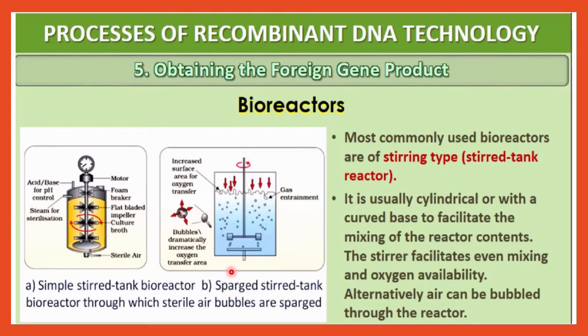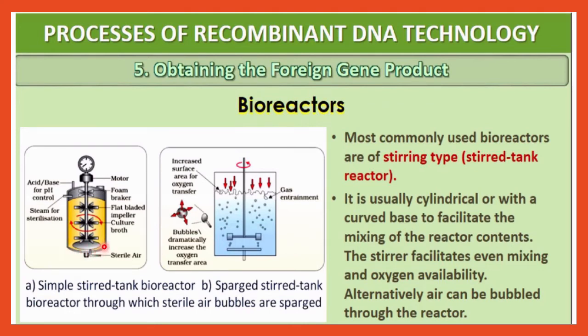The second diagram is of the sparged stirred tank. Here a sparger is required for oxygen availability, and you can see it below the tank. So these are the two types of bioreactors available. The most commonly used bioreactors are of the stirring type, the stirred tank reactor, where all the components inside the bioreactor are mixed together evenly. It is usually cylindrical, with a curved base.